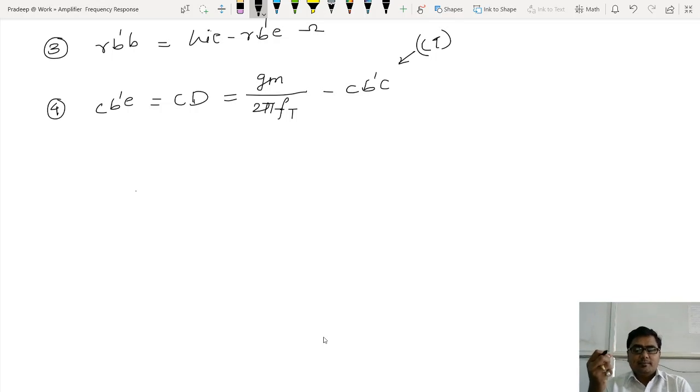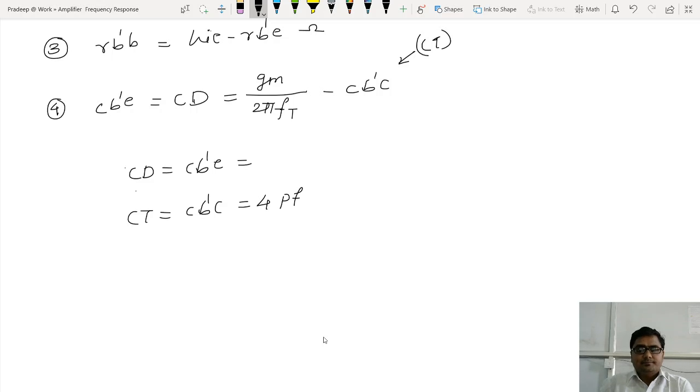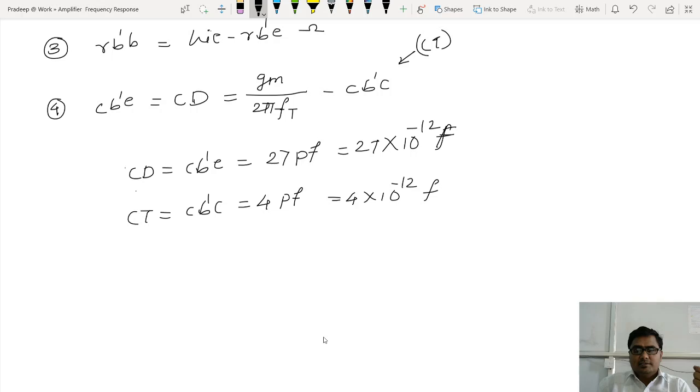Those transition capacitance and diffusion capacitance have their typical values, just as hFE has a typical value of 50 and hie has a typical value of 1.2 kilo. Let me write here CD, that is nothing but your C B dash E, and CT, which is nothing but C B dash C, each with a typical value. C B dash C has a typical value of 4 picofarad, where pico means 4 into 10 raised to minus 12 farad. And C B dash E has a large value compared to C B dash C. It is 27 picofarad, that is 27 multiplied by 10 raised to minus 12 farad. Actually, I must write a capital F because it's farad.